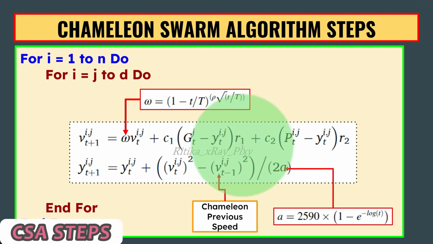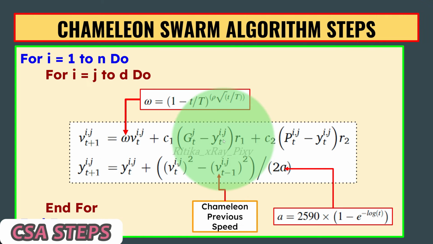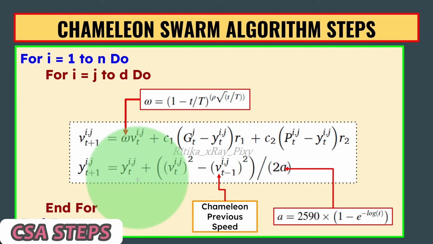So this is the new velocity for the chameleon, that is calculated using this. C1, C2 the constants, R1, R2 the random numbers. This is the global best position, this is the current velocity, global best position, current position, and the personal best, and then its current position. So when the velocity is calculated, we will add the velocity value in the current position. So this is the current position plus the velocity value that we calculated here minus the previous velocity of the chameleon divided by 2 into acceleration rate that we can calculate using this equation.